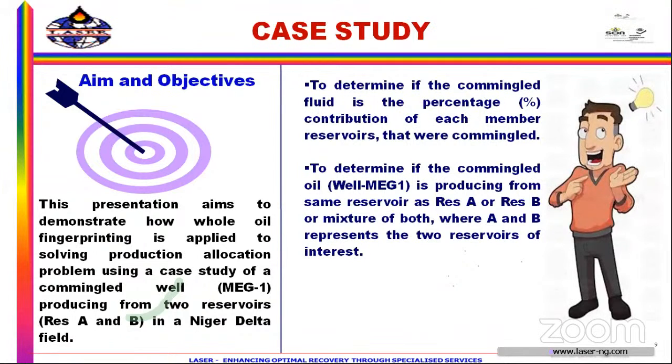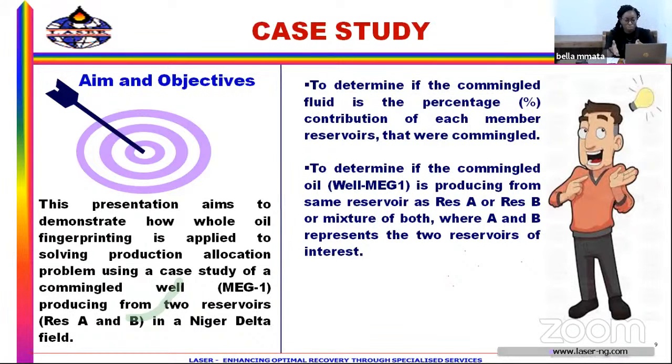We had a commingled well, MEG 1, and in this commingled well, we had two reservoirs, Reservoir A and Reservoir B. And this was in one of the Niger Delta fields. So we are asked to determine if the commingled fluid that we have is actually a percentage contribution from these end members. The end members are the individual reservoirs or the individual streams that are not commingled together. That's what it's called, end members.